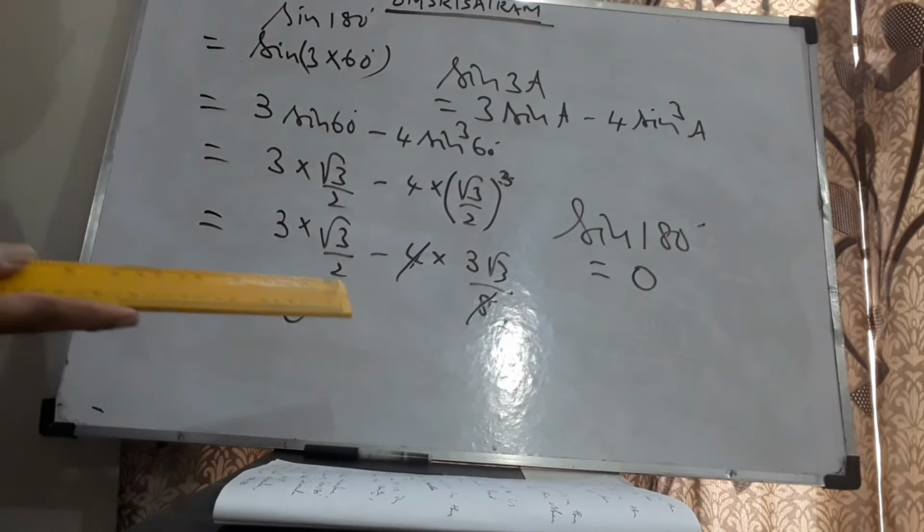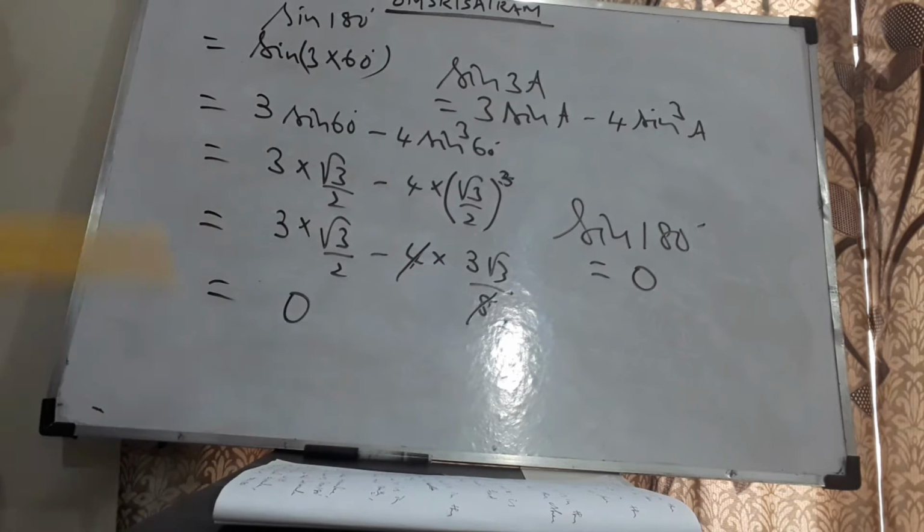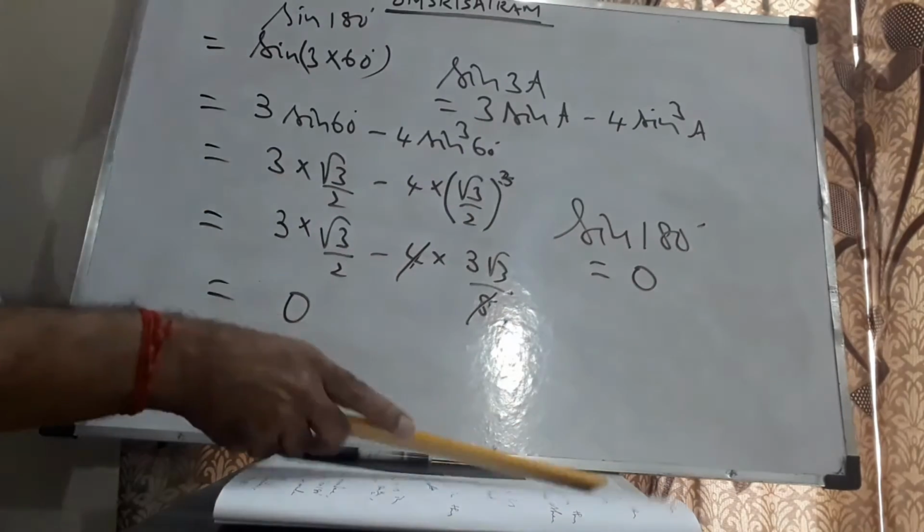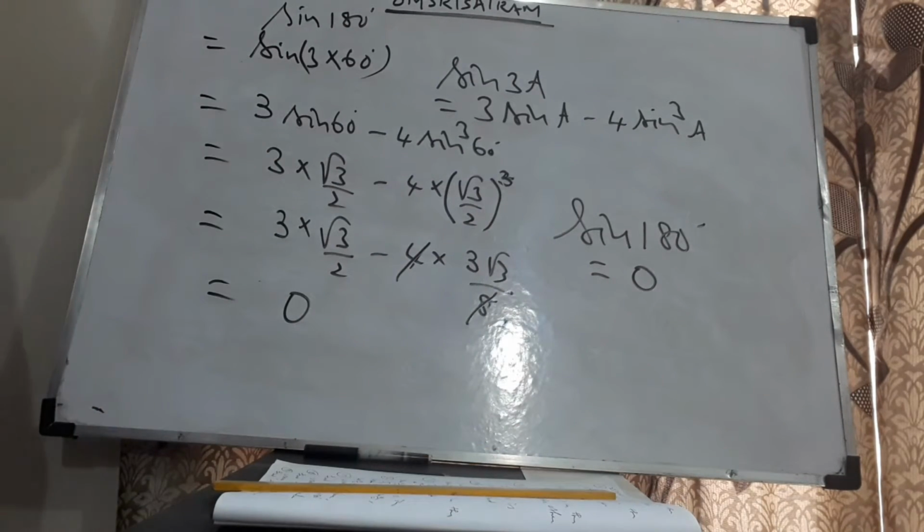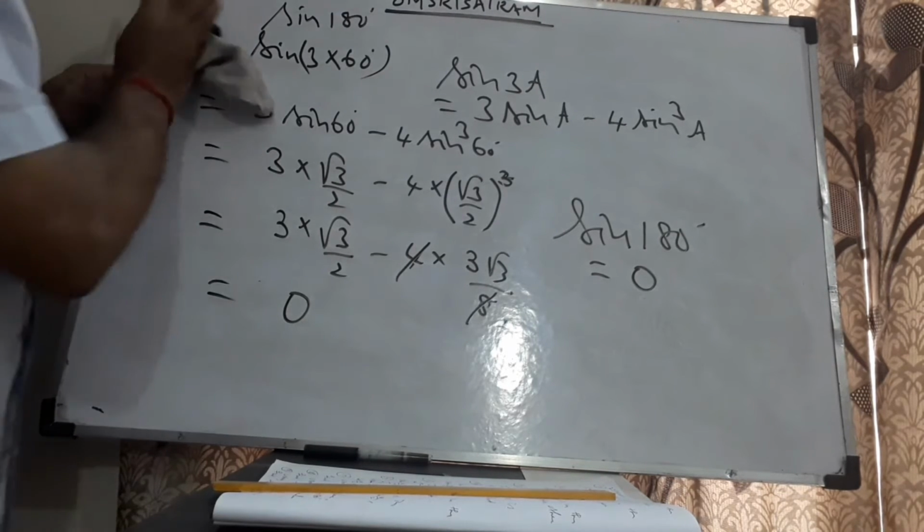You know very well sine becomes 0 at every multiple of pi. Sine 0 is 0, sine pi is 0, sine 2 pi is 0. Every multiple of pi it becomes 0. You know very well sine 180 degrees is 0, which I am getting using the formula of sine 3a. I am able to get the value here.